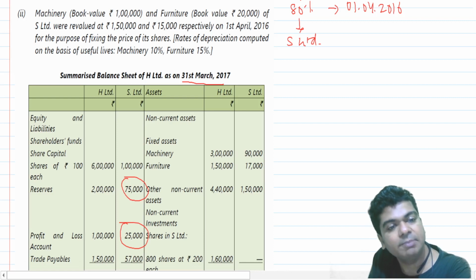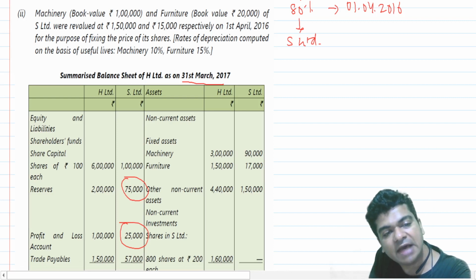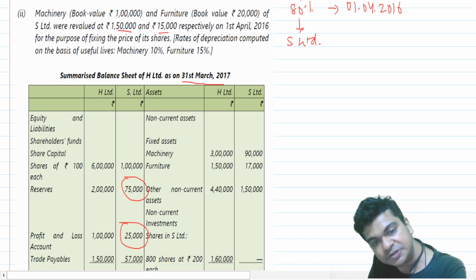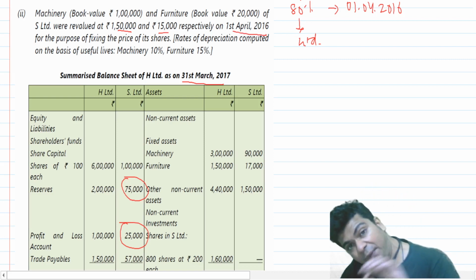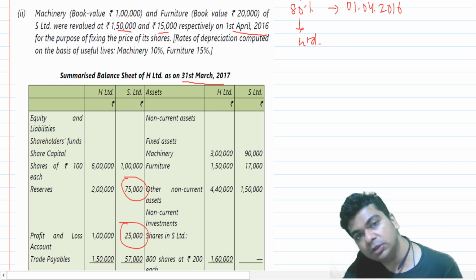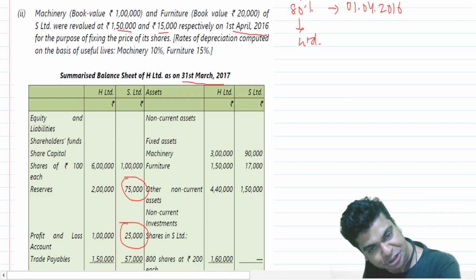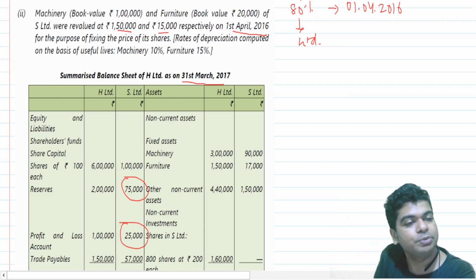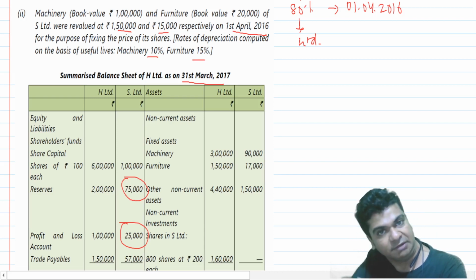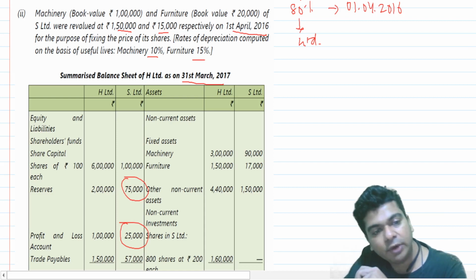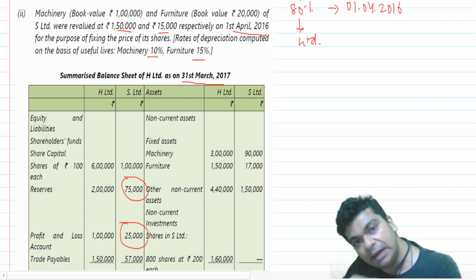Second information. They are saying machinery book value 1 lakh and furniture book value 20,000 of S Limited were revalued at 1 lakh 50 and 15,000 respectively on 1st April 2016. The day when we are acquiring shares, on that very day, we are carrying out the revaluation. And then they are saying that for the purpose of fixing the price of the shares, rates of depreciation computed on the basis of useful lives is 10% for machinery and 15% for the furniture. So they have given us the point of revaluation. The effect of revaluation is still pending.